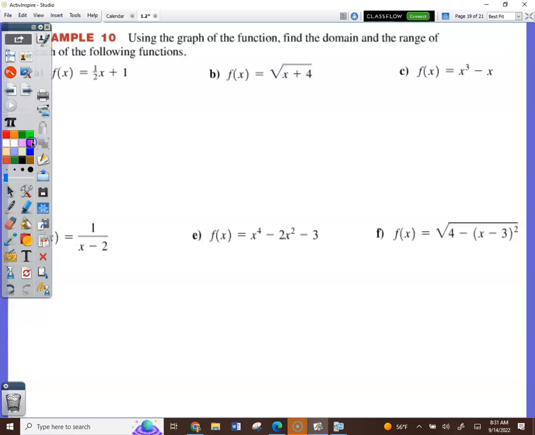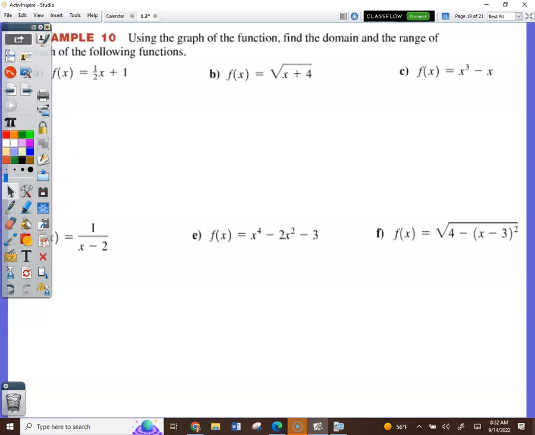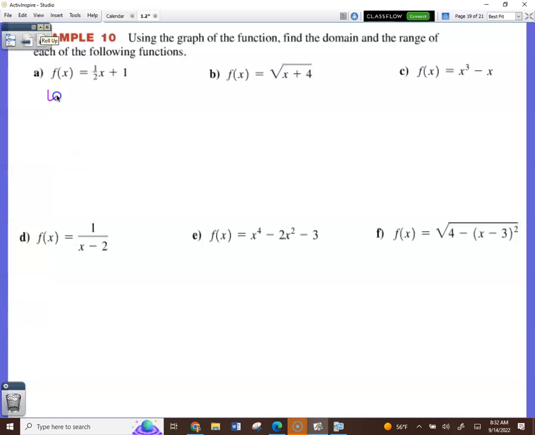Let's make a note. This is linear. Oh my. I forgot I put the answers in here. Which one?